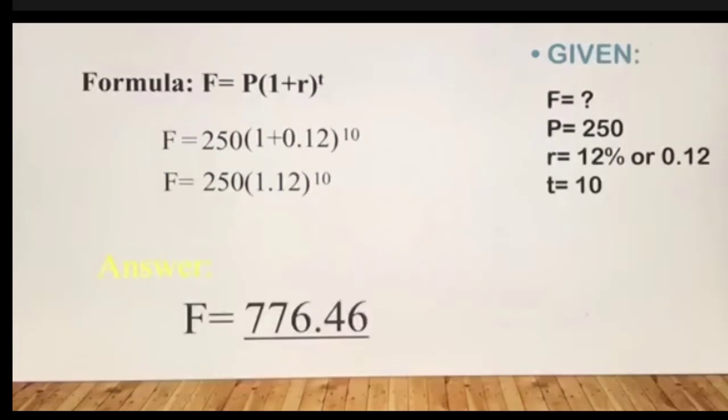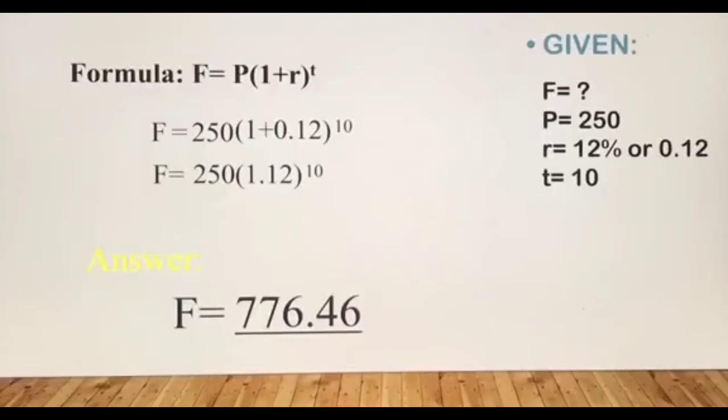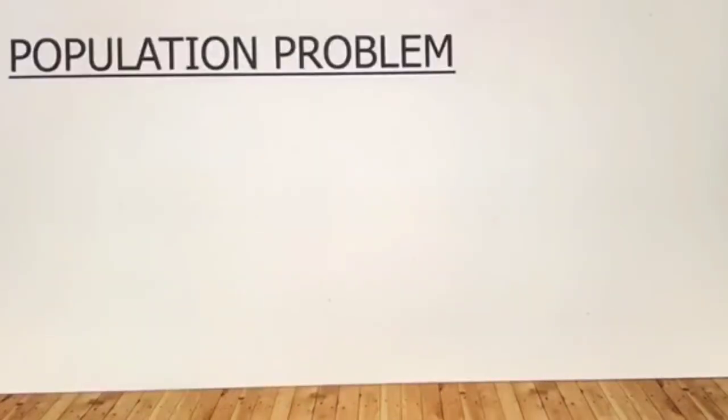F is equal to 776.46. Therefore, the amount to which 250 pesos increases in 10 years if invested under the same conditions is 776.46 pesos. We have our second problem, population problem.